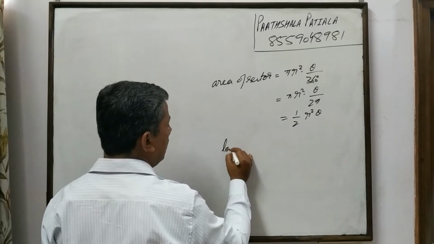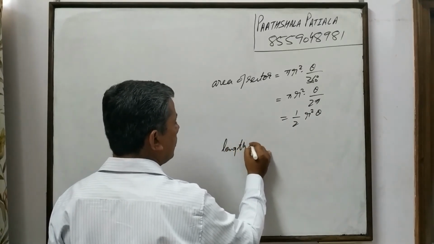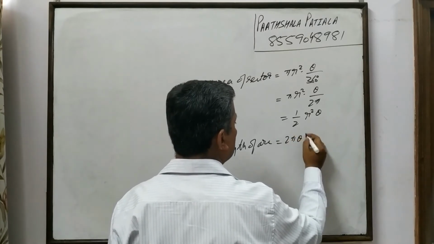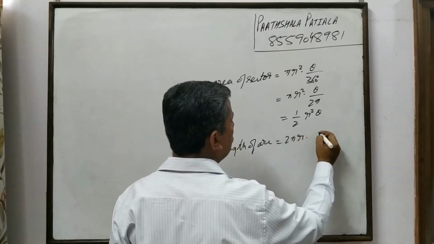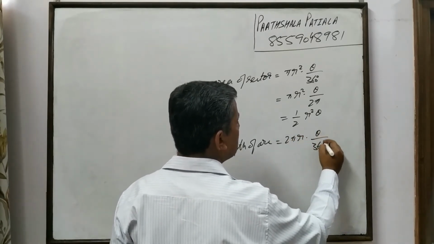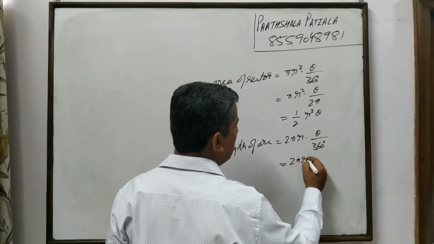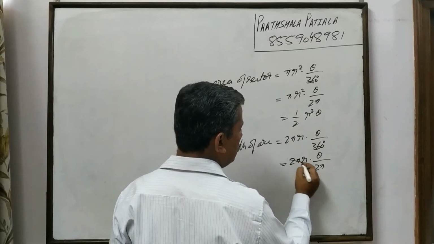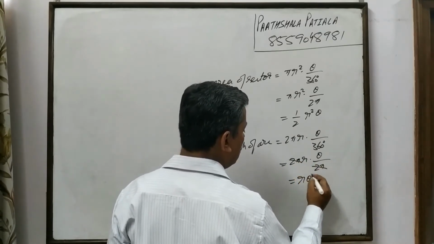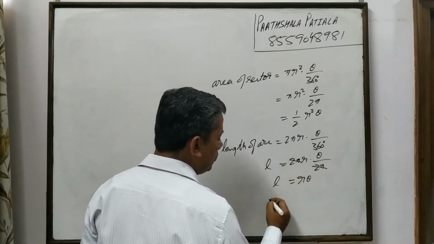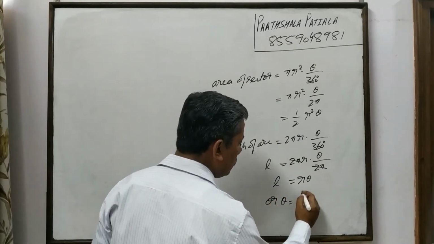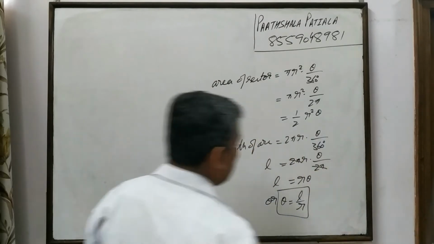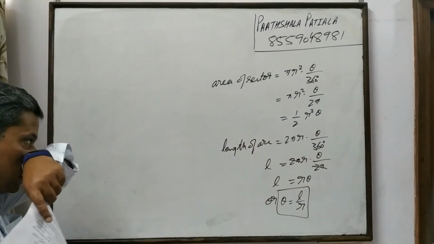Similarly, length of arc, another way of solving the question is 2 pi r into theta upon 360 degree. 2 pi r theta upon 360 degrees, 2 pi radians. So 2 pi cancels, r theta. So L is equal to r theta, or theta is equal to L upon r, which was the theorem we have done earlier by another method.